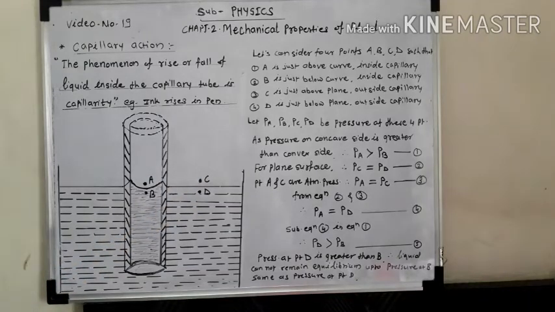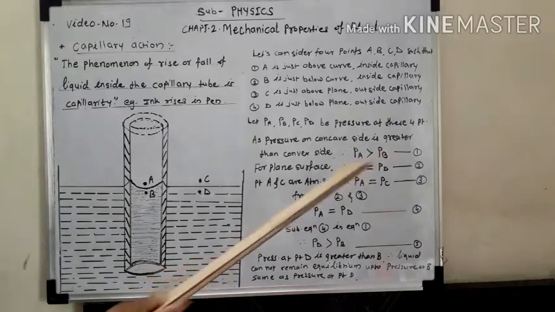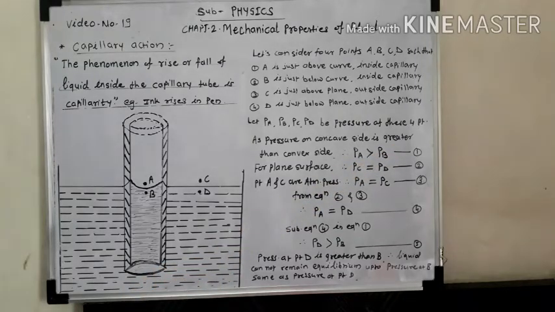Then we have to consider the curved surface, where point A is just above the concave surface, and we know that the pressure on the concave surface must be greater than on the convex surface. By using this condition, we can write that the pressure at point A is greater than the pressure at point B, so PA is greater than PB, and this is equation number 1.